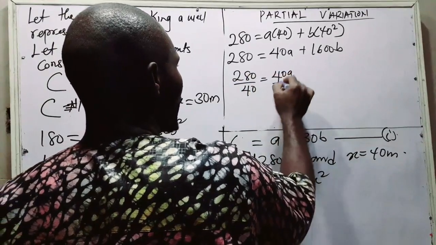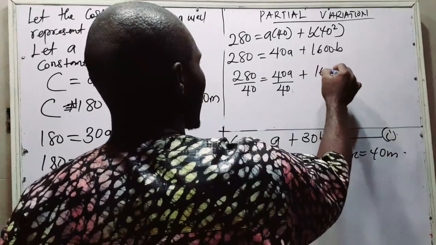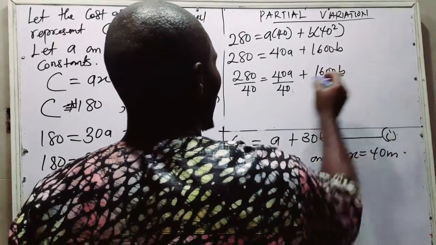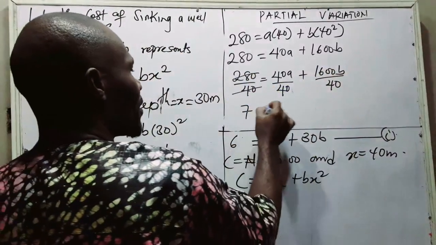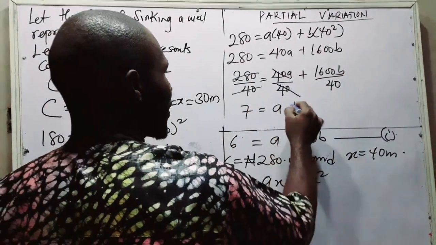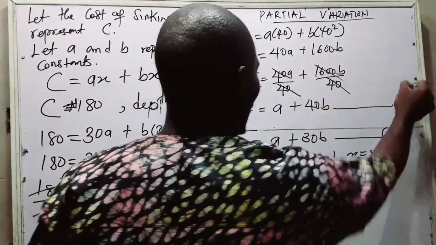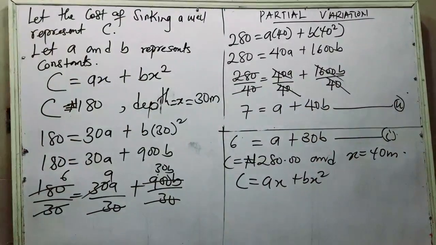7 is equal to 40 over a, 160b over 40. So by the time this cancels, we have 7 is equal to a, we have 40b. This is equation 2. So we have been able to get equation 1 and equation 2. Our task here is to find the values of a and b before we continue.